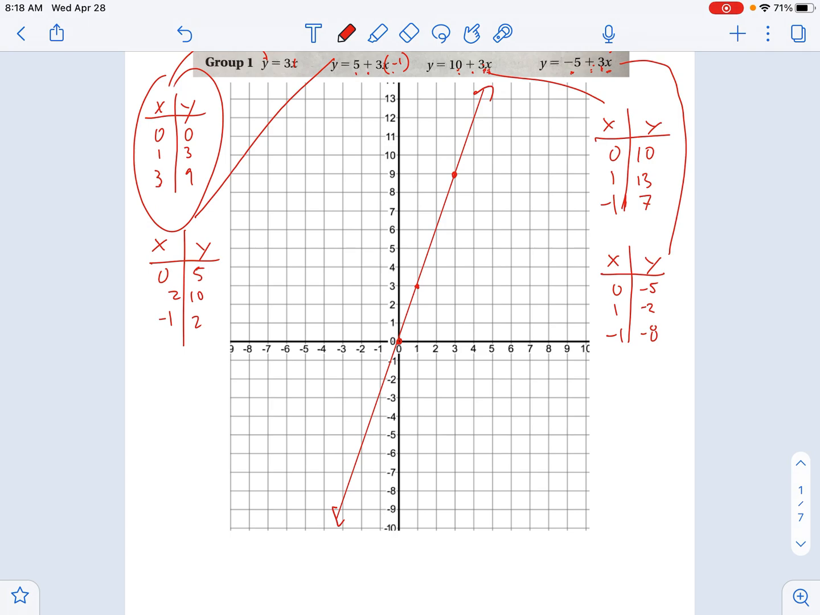All right, will you plot the other 3 lines? Just get them all on there first. Let's press pause and do the other 3, because I'm going to scroll to the next screen and I've done them all. So plot, plot, plot.